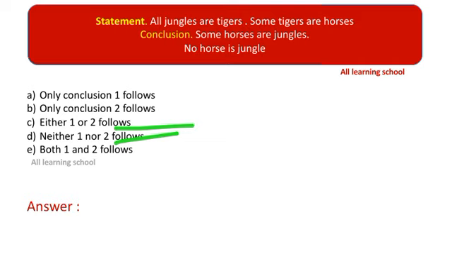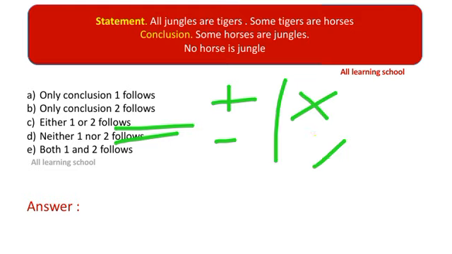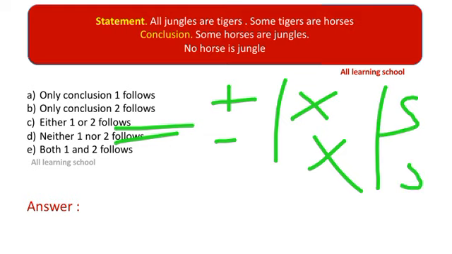What are these rules? The first two rules are for conclusions, not for statements. What I am telling you will be for conclusions. The first rule is that one conclusion should be negative, one conclusion should be positive. What is the second rule? Both conclusions should be wrong, that is, both conclusions should not be followed. And what is the third? The last word should be the same. These three are the rules to follow for the either one or either two case.